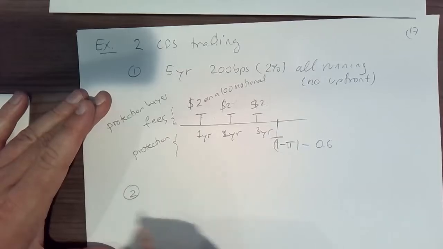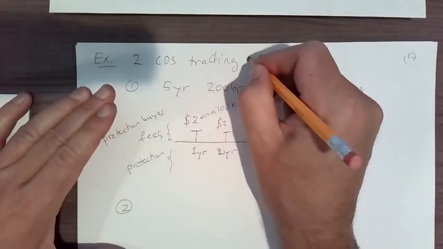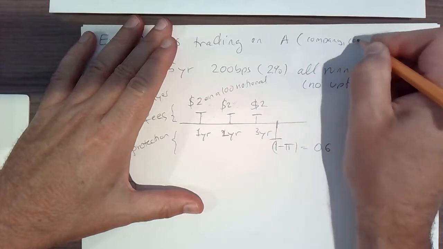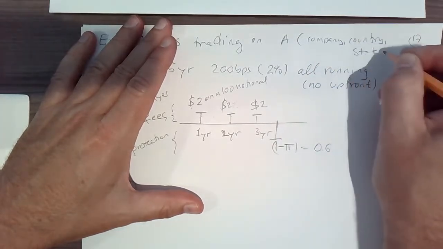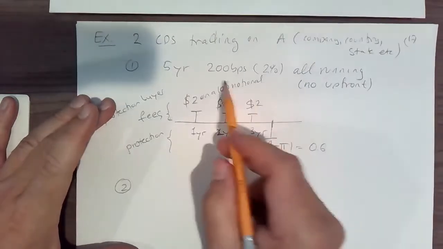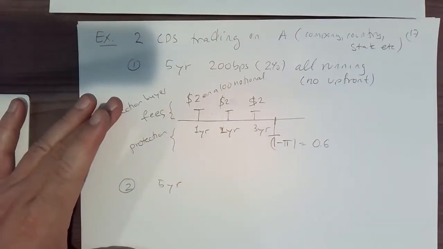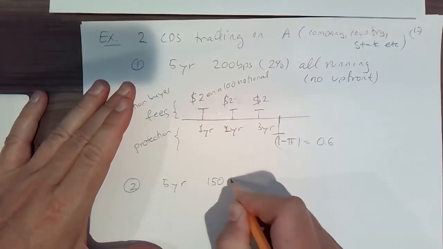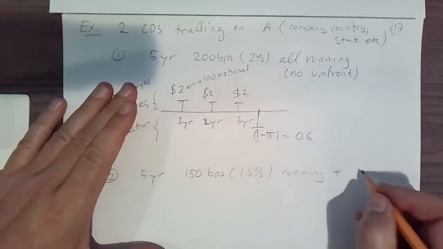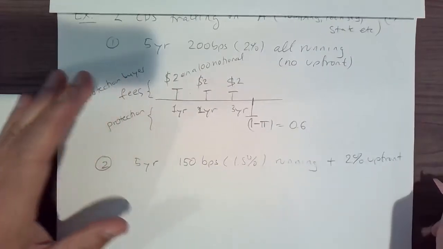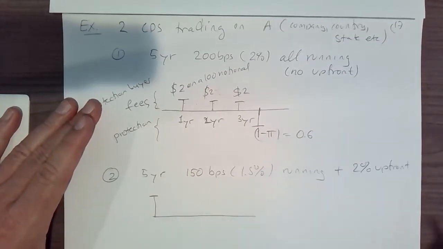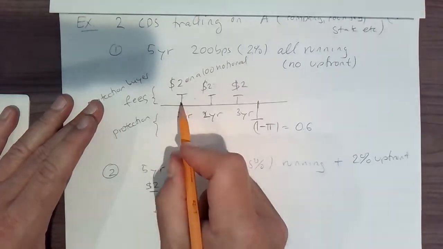There's another CDS contract that's trading on the same company, say company A. This could be a company, a country, a state, etc. The same underlying is also traded on a 5-year basis, but instead of 200 running, it's 150 basis points. So this is 1.5% running, plus there's a 2% upfront. If the notional is 100, there will be a payment upfront of 2, and then smaller payments at later times.